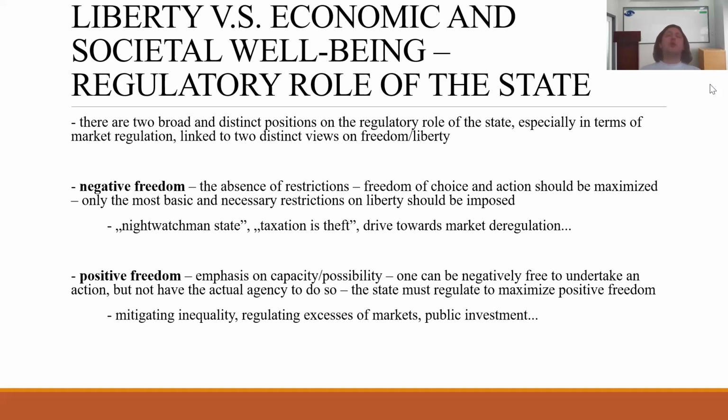The state should also regulate excesses of markets, because the free and willing actions of people in markets can sometimes lead to monopolies, can sometimes lead to products such as medicine, internet access being priced too much for most people to access them. This impacts their positive freedom, so it should be regulated. The state should publicly invest in infrastructure, education, in healthcare, because all of those things maximize people's positive freedom. So different views on freedom lead to different views of how much the state should get involved in a regulatory role. Okay, that's it for the lecture.